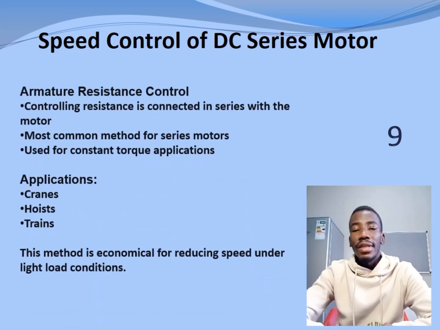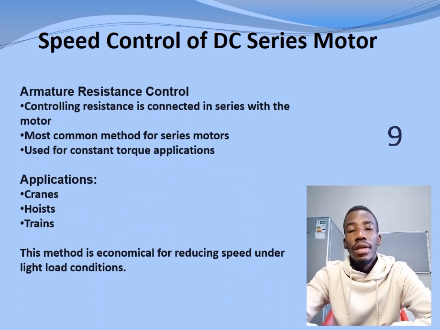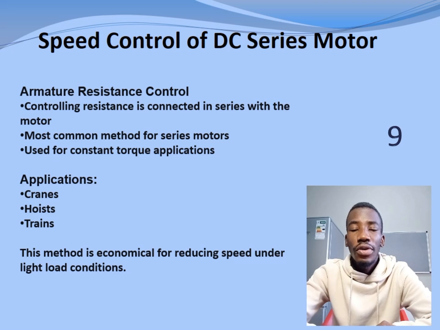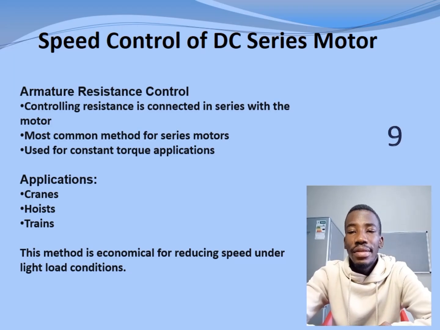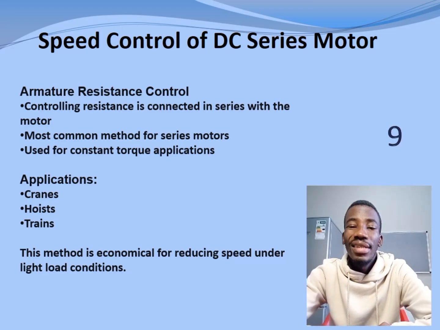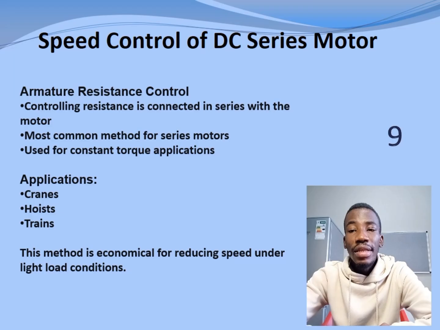Speed control of DC series motor. Armature resistance control. A controlling resistance is connected in series with the motor. This is the most common method for series motors used for constant torque applications. Applications are cranes, hoists, and trains. This method is economical for reducing speed under light load conditions.